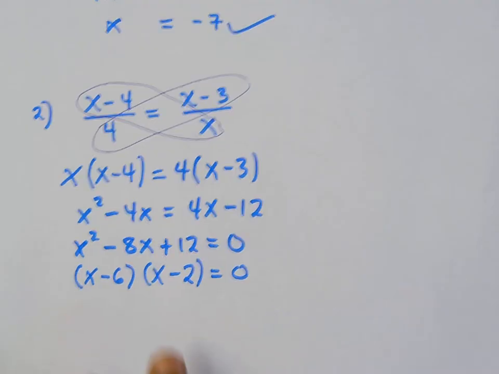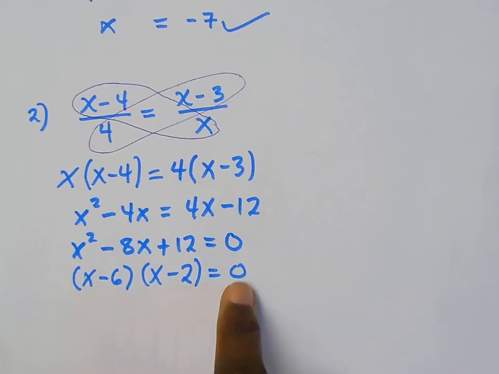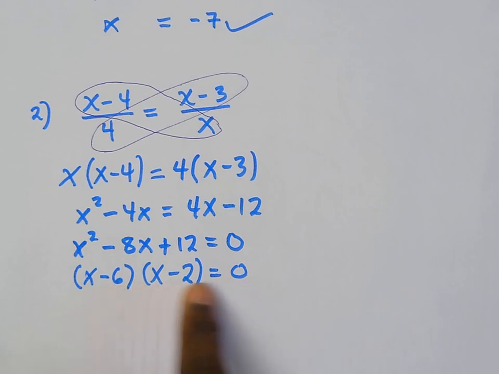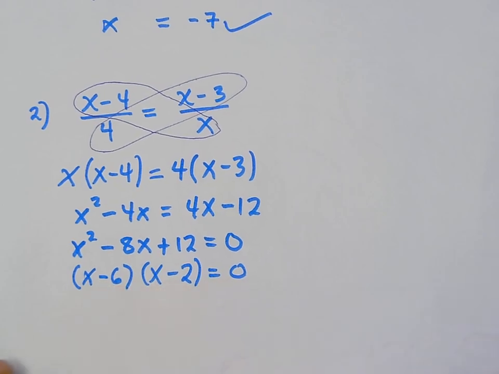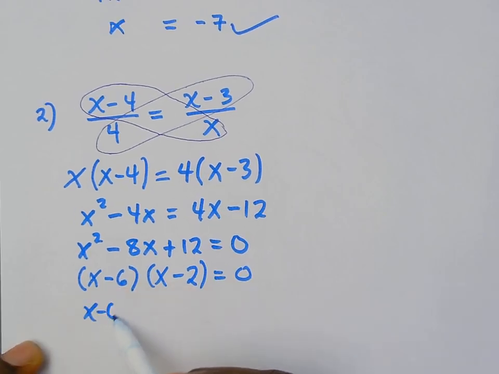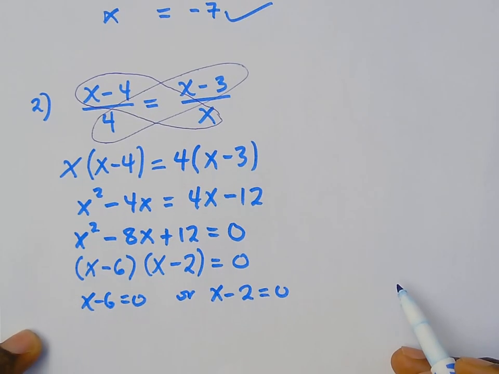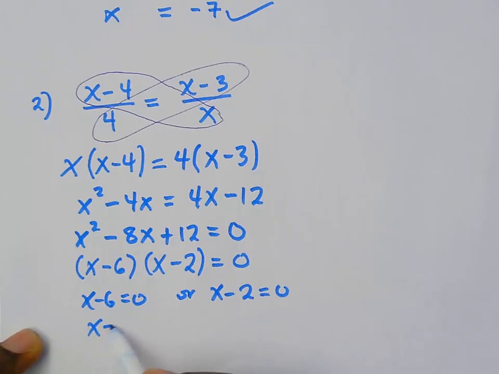From here, if two factors multiply to 0, it means either one of them equals 0 or both of them equal 0, what we call the product rule. So I will say x minus 6 equals 0, or x minus 2 equals 0. If I solve for each case, I get x equals 6 and x equals 2.